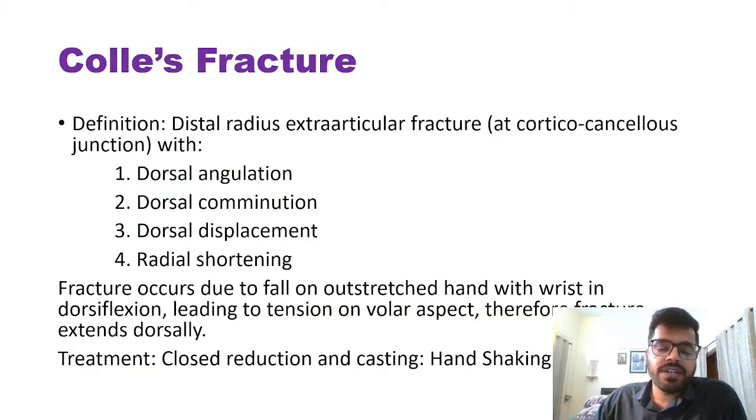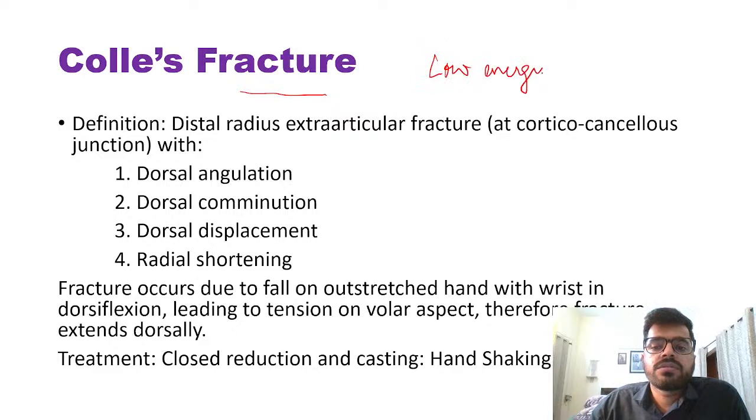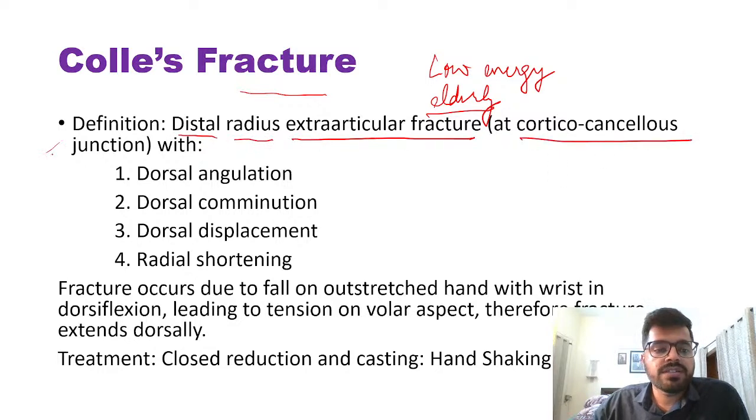Now we come to distal radius fractures. First is Colles fracture. Colles fracture is a low energy fracture seen in the elderly. Basically there is a distal radius extra-articular fracture at the corticocancellous junction. For example, this is the radius, so here is the fracture. It is extra-articular at the corticocancellous junction.